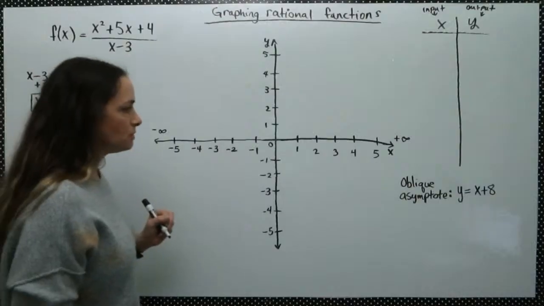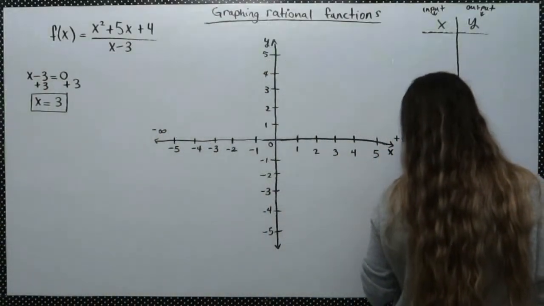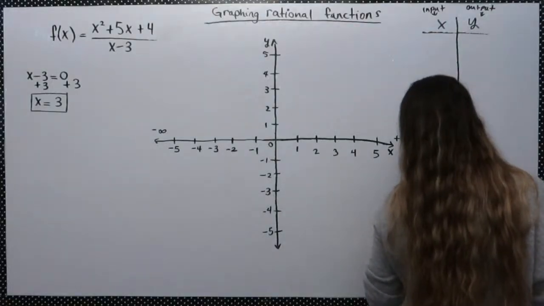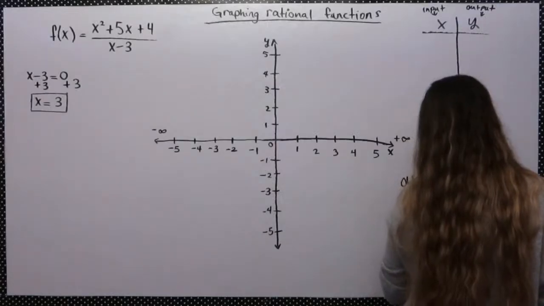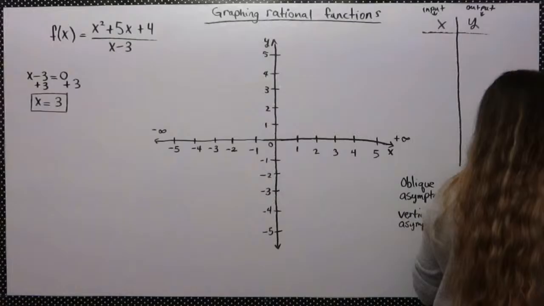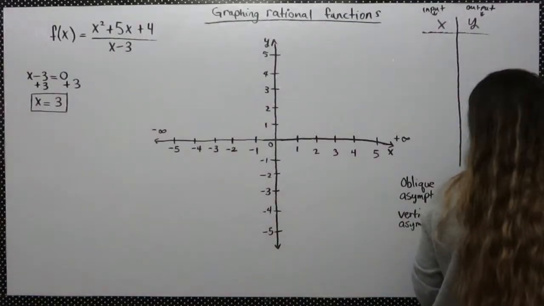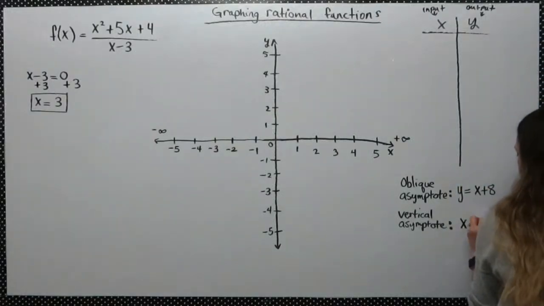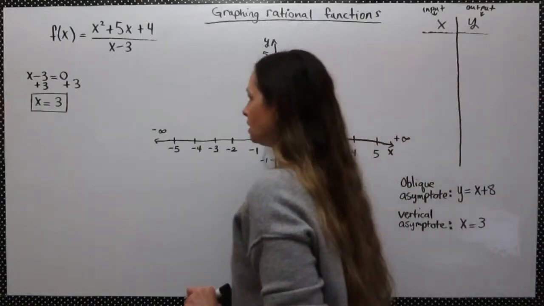I'll erase it in just a minute. So we're making a list of all key values that we're going to use to sketch this graph cleanly. And this is an equation of a line. It's a vertical line. That's why it's in the form of x equals. Realize my hair's in the way. So it's vertical asymptote, x equals 3.